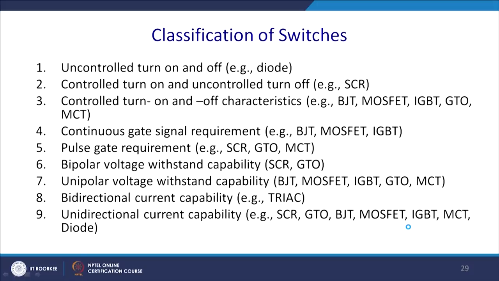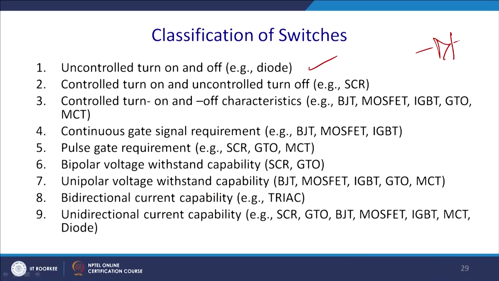So this is a classification of the devices. Uncontrolled turn on and turn off, that is the diode. If the voltage at the anode is more than at the cathode, it will conduct, otherwise it will block. If it is suitable for your application, use a diode. That is the simplest because it doesn't require any control. It automatically allows current to pass in one direction and blocks it in the other, something like a valve.